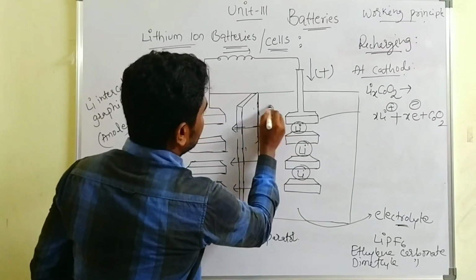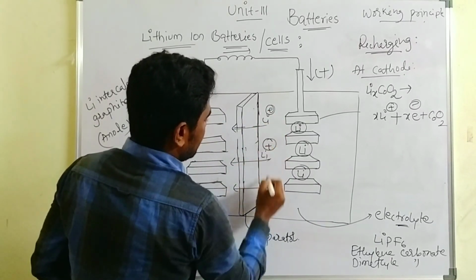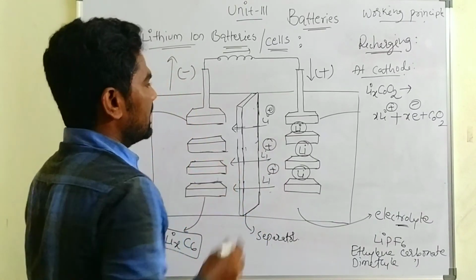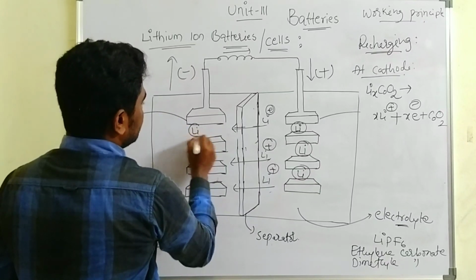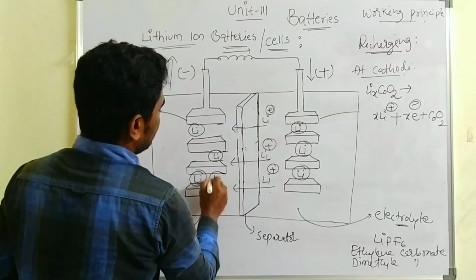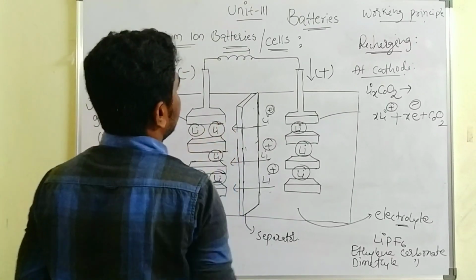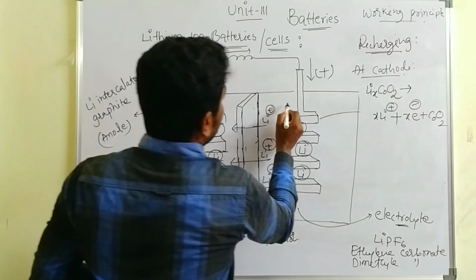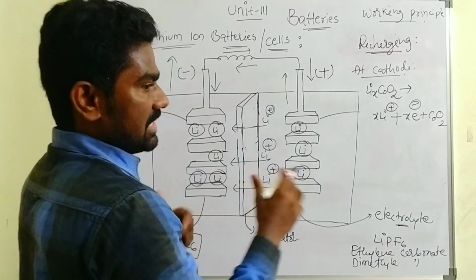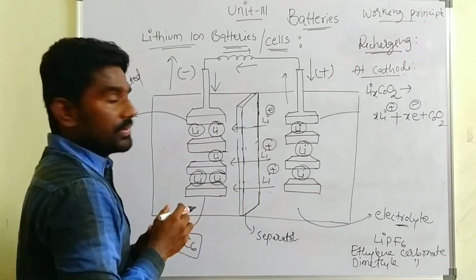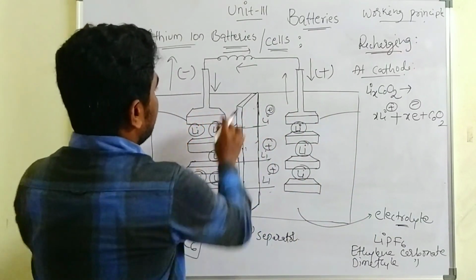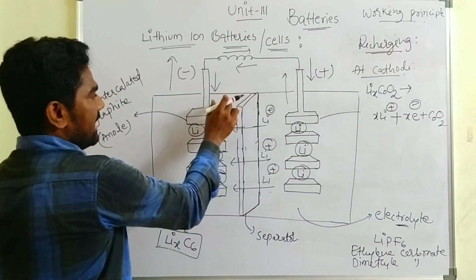Li+ ions can move towards the anode. Okay, cathode to anode. So slowly these lithium ions can be intercalated in the layered graphite. And electrons can move through the external circuit. So here again we have the Li+ there, electrons there, and graphite there.